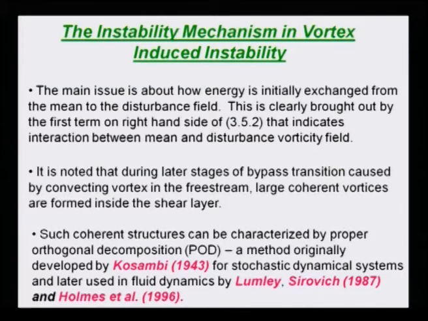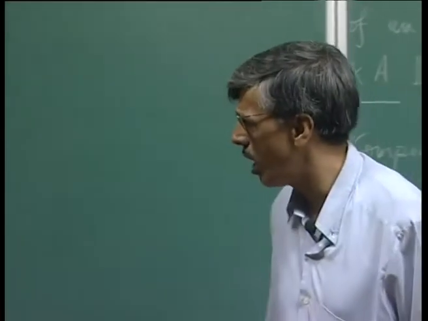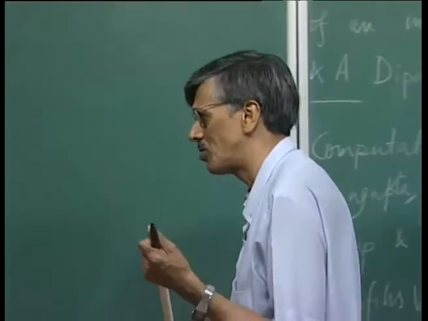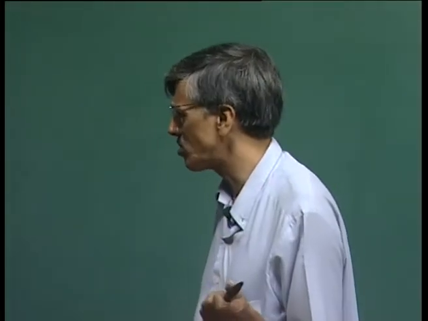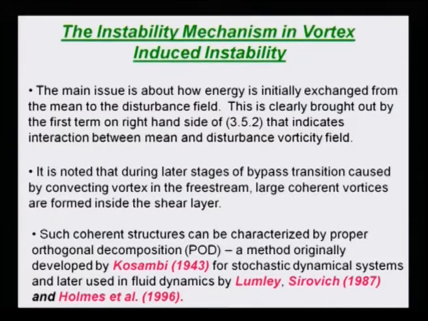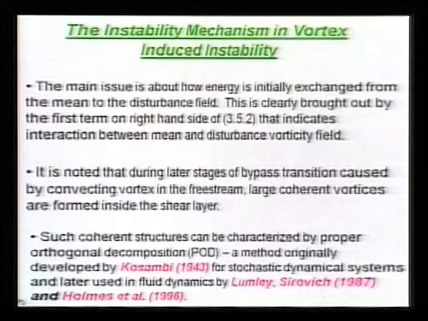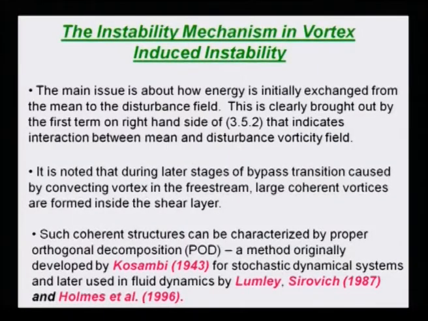So, during the later stages of bypass transition, you do actually notice large coherent vortices formed, which are similar to what one sees in fully developed turbulent flow. In this context of vortex induced instability and creation of coherent vortices inside the shear layer, we should recognize the early seminal contribution by Kosambi in 1943. He wrote a path breaking paper which remained largely ignored for a long time.